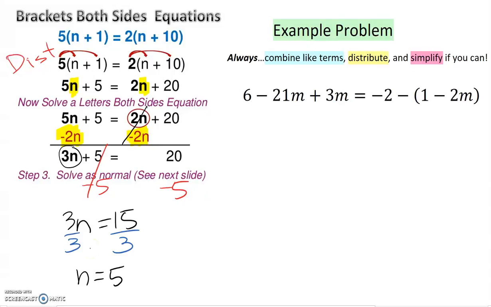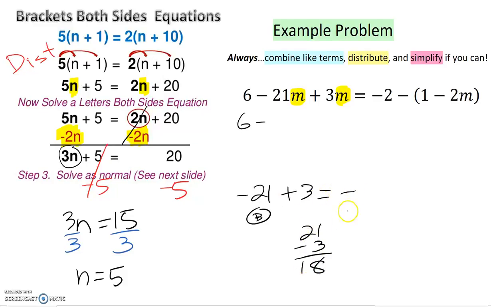In our last example, I'll say it again, think about combining like terms, distributing, and simplifying, if you can. So in this problem, there's just a lot going on. And it would really make life easier, right? We have the same variable on the same side of the equal sign. So we can get started by just doing that. So we have 6 minus 21 plus 3. All right, so really it's like saying negative 21 plus 3. This is the bigger number, so we know our answer is negative. And then we just do our subtraction, and we get 18. So we have minus 18m.